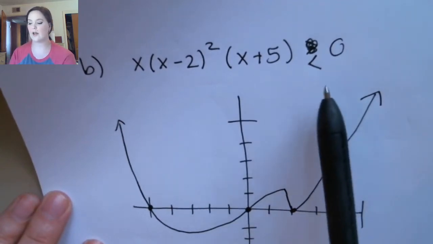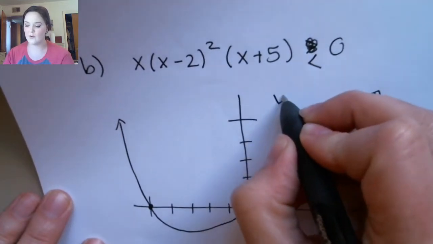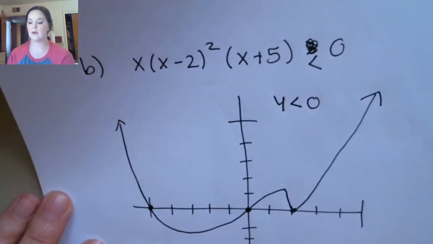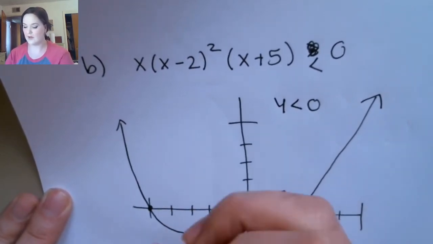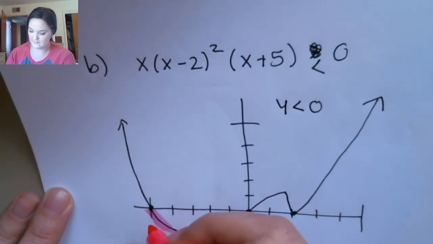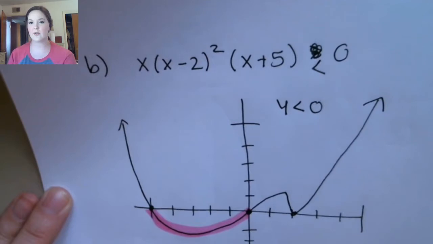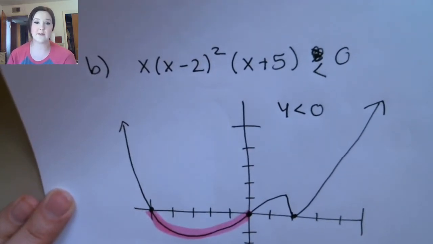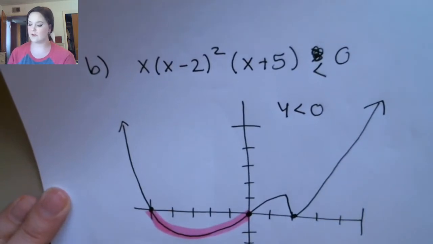And we want to look at where this is less than 0. So remember, we're looking for y less than 0, so that's below the x-axis. That would be this part here. And there's actually no other part of the graph that's less than 0. All of these other components are greater than 0.